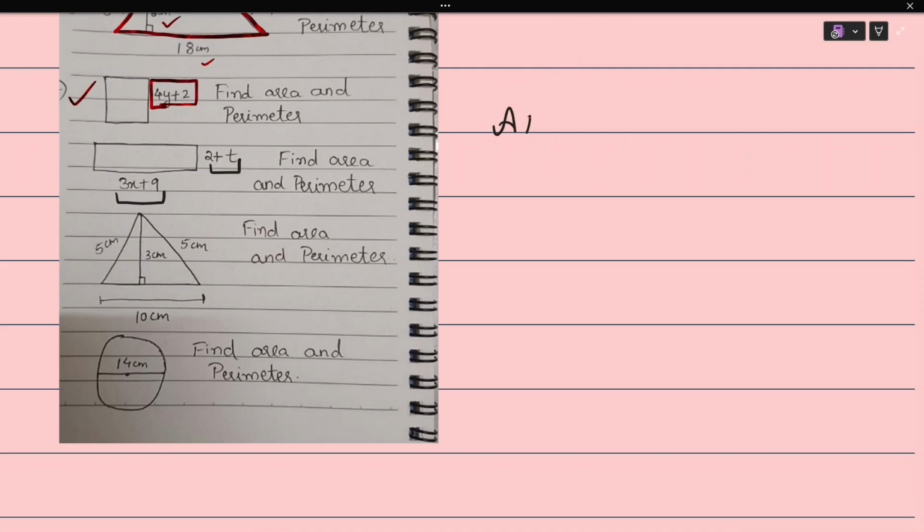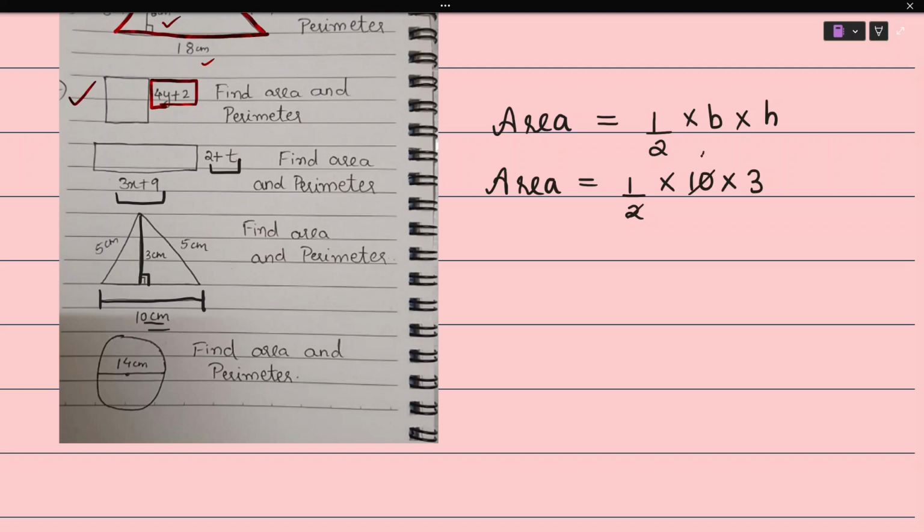Next we are going to find the area and perimeter of a triangle. What is the area of a triangle? That is half into base into height. Here in this question it is given that the length of the base is equal to 10 centimeter and the height, the perpendicular distance, is equal to 3 centimeter. So we are going to simply substitute B and H. So area is going to be half into 10 into 3. We can cancel this 2 from the denominator and 10 from the numerator, so it will be 5. So 5 times 3 is equal to 15. Since it is given in centimeter, we have to write the area in centimeter square.